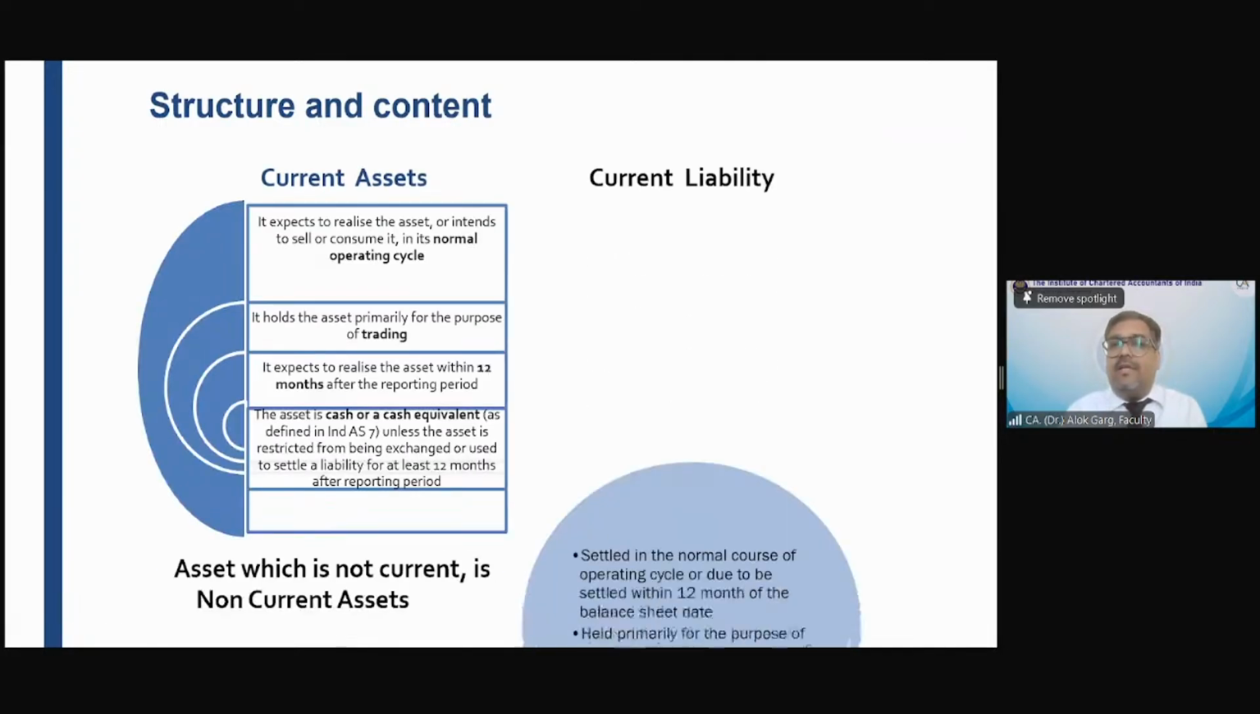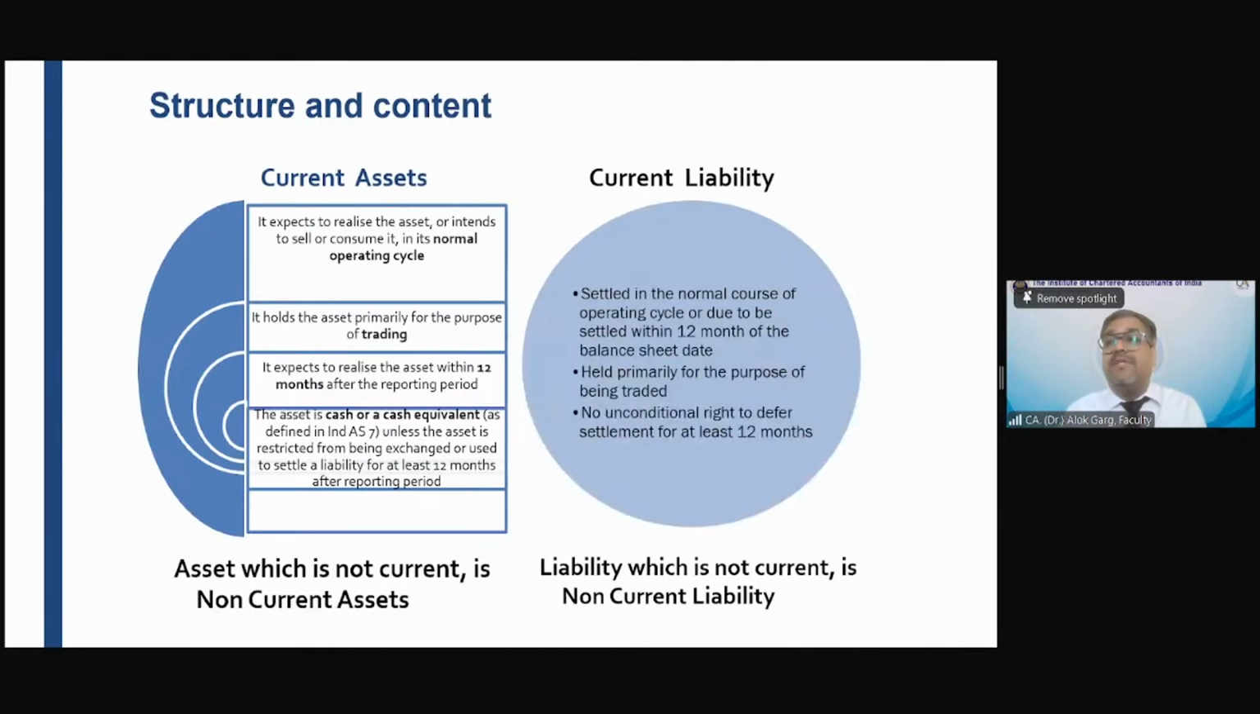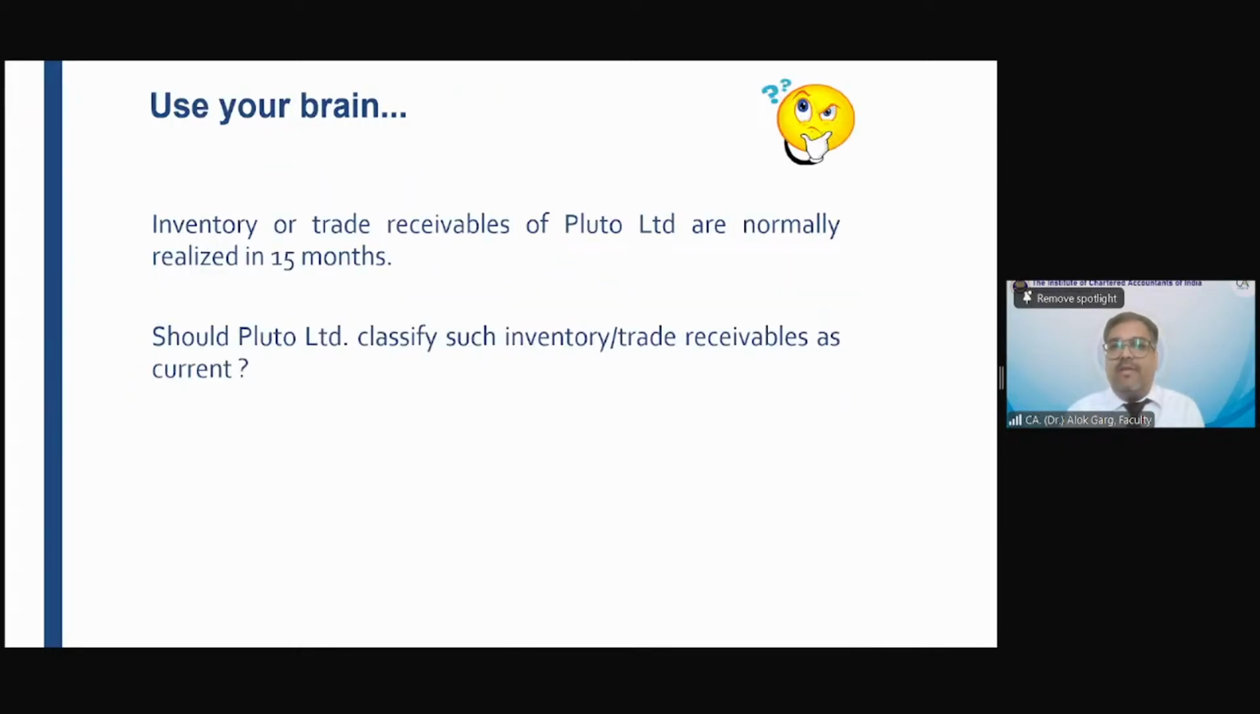Current asset, non-current asset, current liability, non-current liability, we have discussed at length with 3 questions from ICAI study material. Inventory or trade receivables of Pluto Limited are normally realized in 15 months. Should Pluto Limited classify such inventory or trade receivable as current? Current, yes. But it is more than 12 months. But no, it is a normal operating cycle. Yes, it is a normal operating cycle.